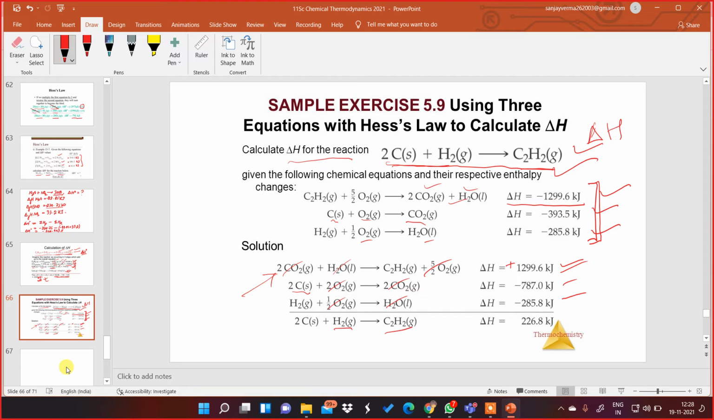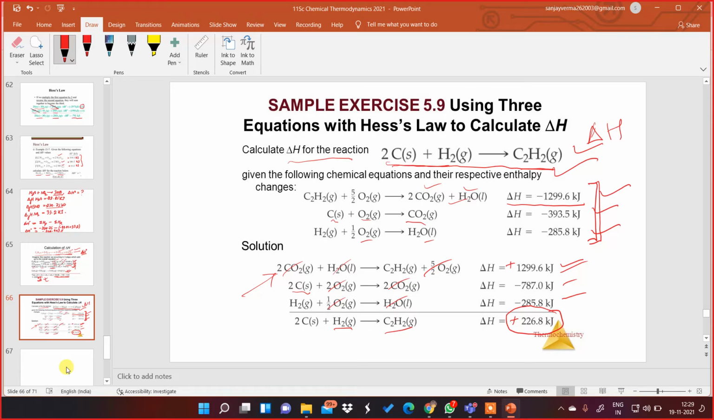So the answer comes to a positive value. It is an endothermic reaction. So the combination of carbon and hydrogen is an endothermic reaction. It results in the absorption of 226.8 kilojoules of heat energy. So that is the answer. This is how we apply Hess's law of constant heat summation. Now I will do some more examples to make the idea much clearer.